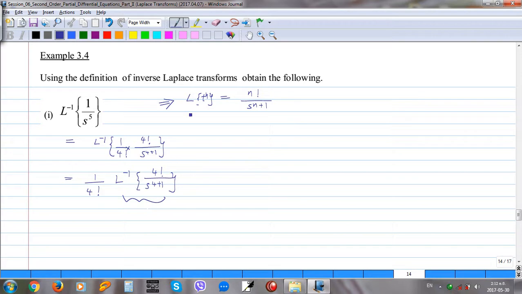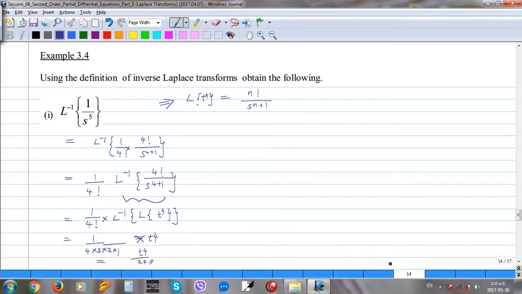Instead of this we can write L inverse of L{t to the power 4}, where t to the power 4 is here, multiplied by 1 over factorial 4. L inverse and L cancel, leaving 1 over factorial 4 times t to the power 4. Factorial 4 means 4 times 3 times 2 times 1, which is 24. So the final answer is t to the power 4 over 24. This is the answer.